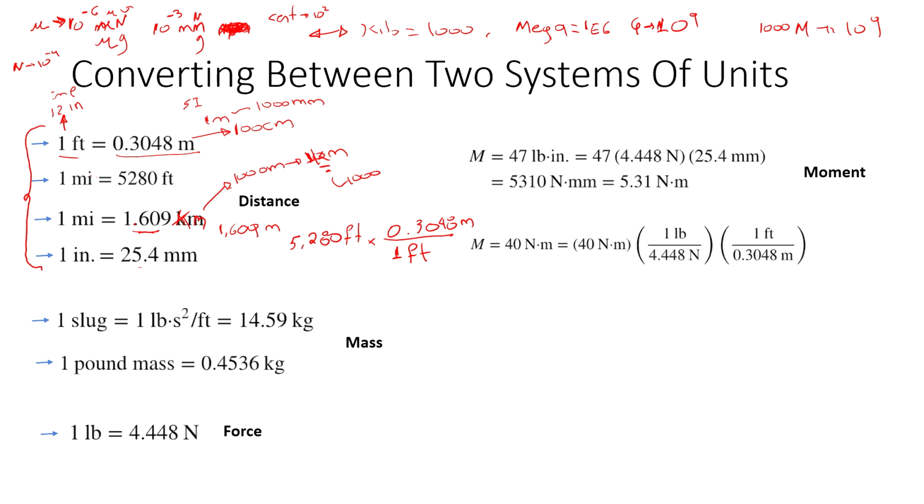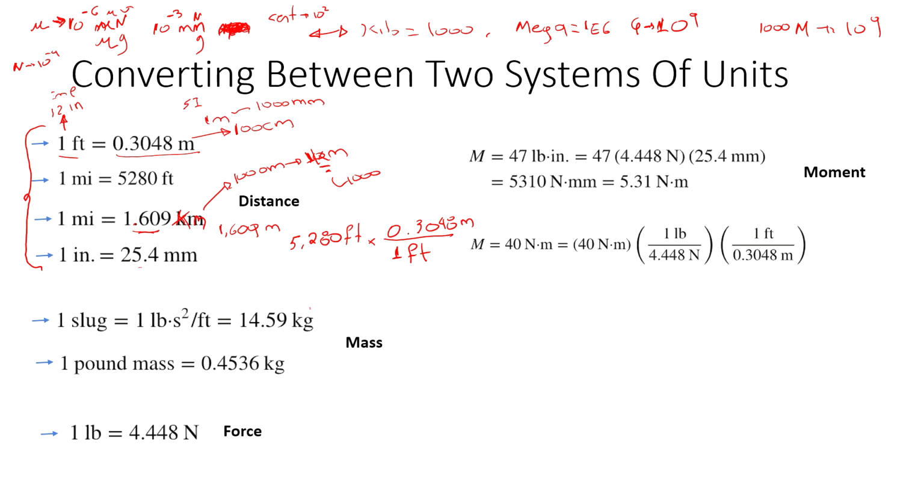You just want ways to switch from one system of units to the next, and they're already defined. 1 inch is always going to be 25.4 millimeters. 1 foot will always be 12 inches.